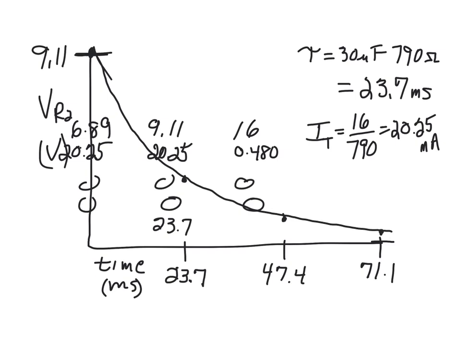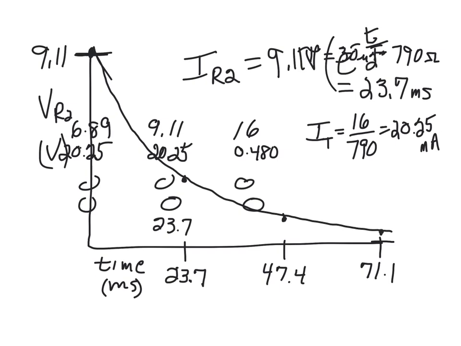write the equation. So this is VR2, and it's going to be the maximum value, 9.11 volts, times e to the minus t over the time constant, 23.7 milliseconds. So that's the equation that I just graphed. And all of the others are going to look like that, only the labels will be different, the maximum values will be different, but the shape in every case is going to be identical. Okay, I think we're done.